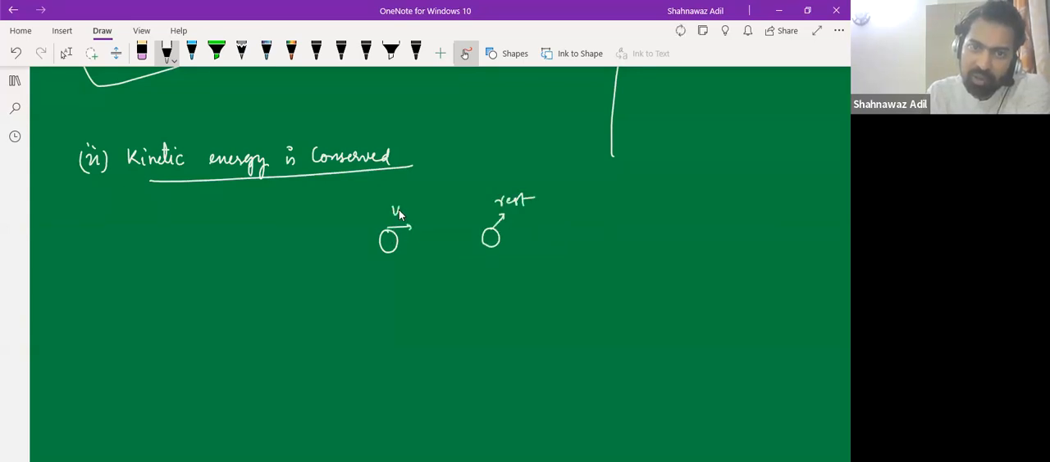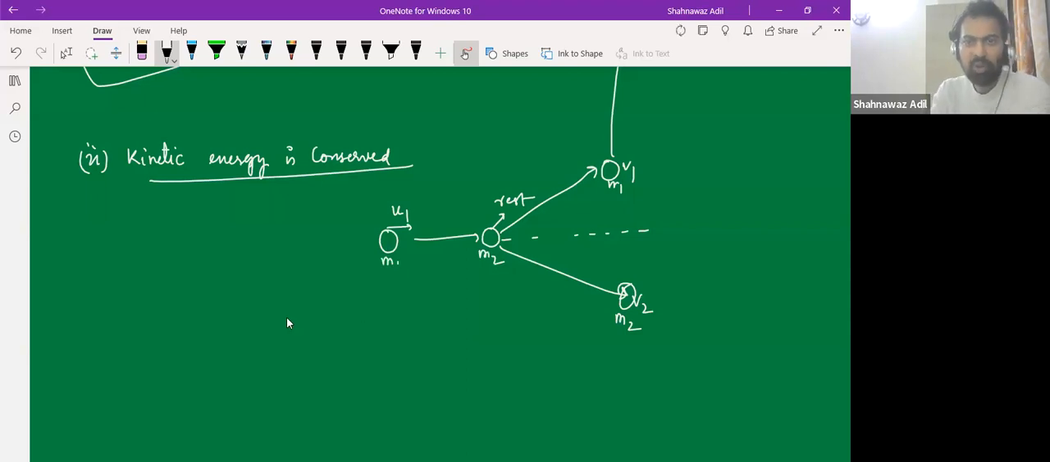This particle is moving with U1, and then it strikes this one, and then they go to different sides. This is going with V1, and this is going with V2, right? This one is M2, this one is M1. So what would be the kinetic energy conservation? Kinetic energy initial would be equal to final kinetic energy.